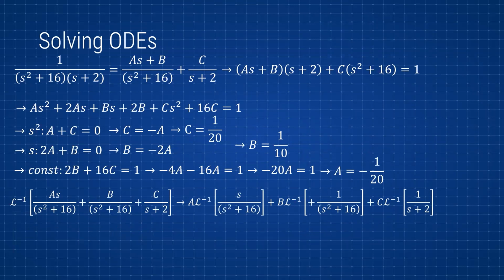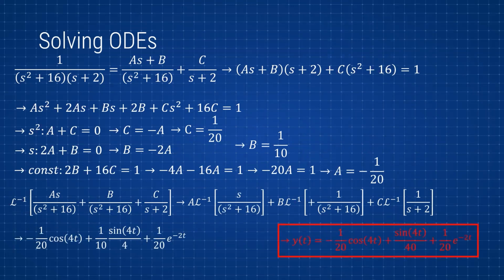And you can see that the first one, s over s squared plus 16, will look like a cosine of 4t. The second one is like a sine divided by the omega. And the last one is just an exponential. So after I multiply everything, this is our final answer: negative 1 over 20 times cosine of 4t plus sine of 4t over 40. You can see we have first 1 over 10 times sine over 4, so that ends up being over 40. And the last one, 1 over 20, is e to the negative 2t.